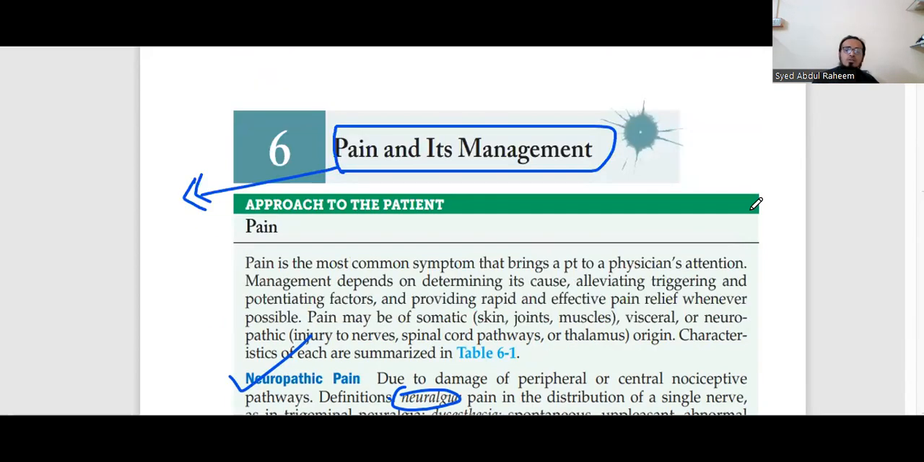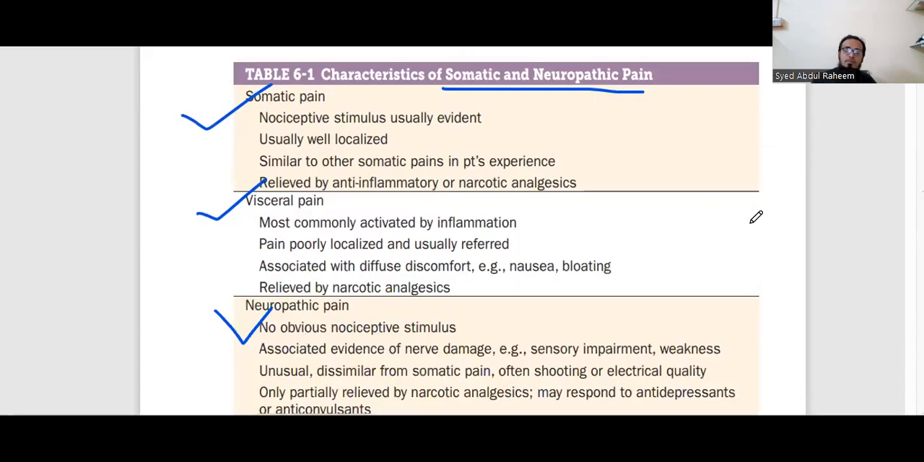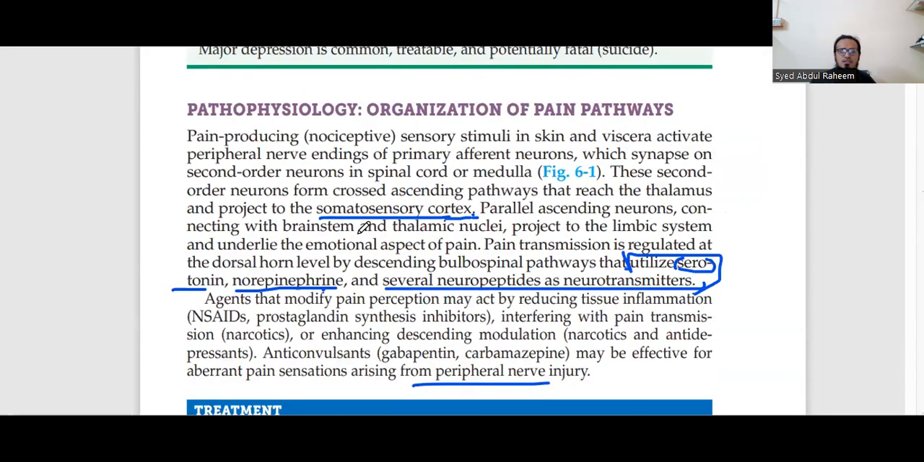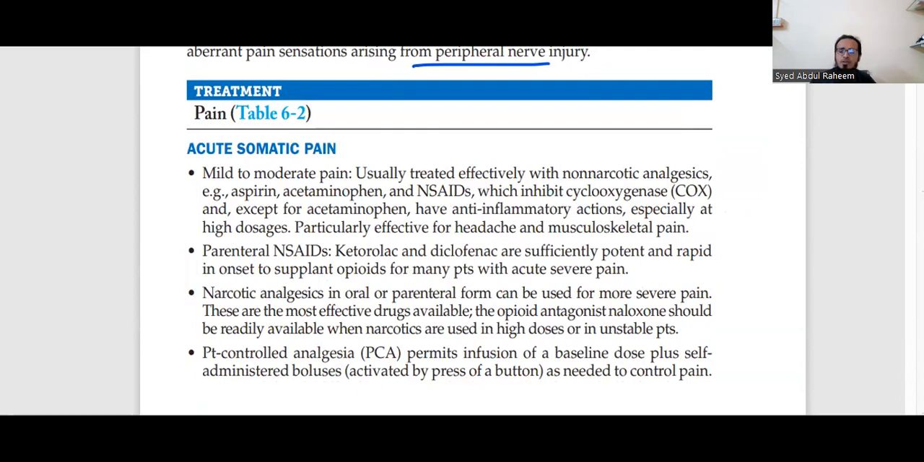So, the approach to the pain. We have the different types of pain here. First, this is the thing we have to remember: what type of pain is being felt by the patient. Next, what types of treatment in allopathy they are taking. Mostly they will use NSAIDs, that is non-steroid anti-inflammatory drugs like diclofenac, aceclofenac. The first line of treatment is that. Next is narcotic analgesic, like tramadol.